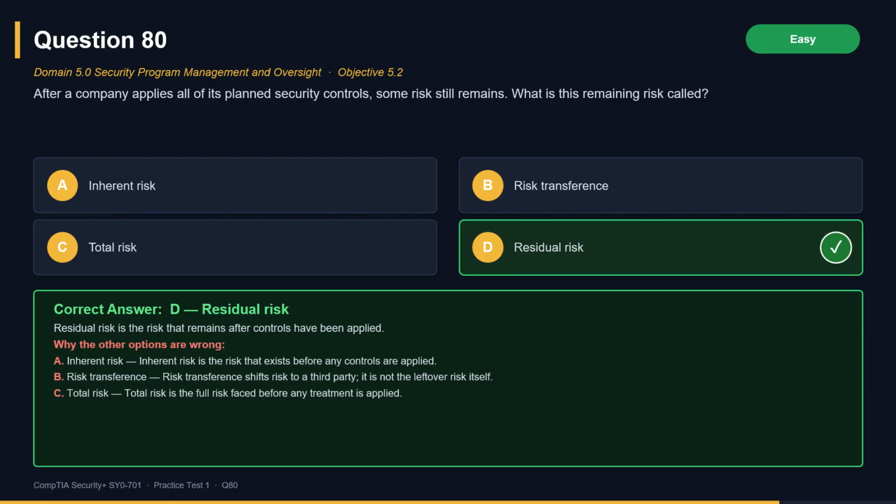Now, why the other options are wrong? Inherent risk is incorrect. Inherent risk is the risk that exists before any controls are applied. Risk transference is incorrect. Risk transference shifts risk to a third party. It is not the leftover risk itself. Total risk is incorrect. Total risk is the full risk faced before any treatment is applied.